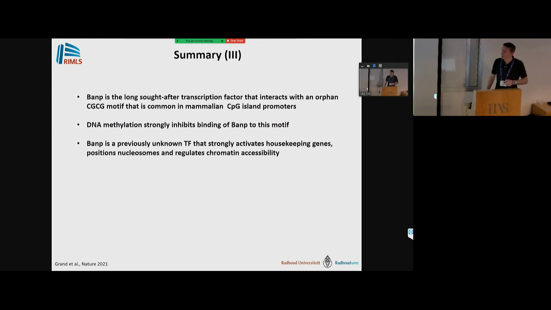So the summary of the third part is that we identified BEMP as the long sought after transcription factor that interacts with an orphan CpG motif that is very common in mammalian CpG island promoters. DNA methylation strongly inhibits binding of BEMP to this motif. And BEMP is a previously unknown transcription factor that strongly activates housekeeping genes, positions nucleosomes, and regulates chromatin accessibility. These last two things I didn't have time to show you.